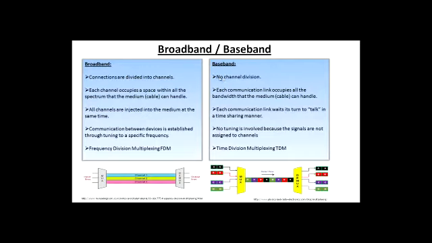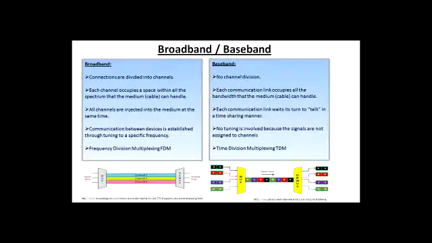Okay, now let's see what we have here. In baseband, there is no channel division, as there is channel division in broadband. Now broadband, each channel occupies space within all the spectrum of the medium. Now each communication link occupies all the bandwidth that the medium can handle. That's what I said. It's supposed to handle only one channel, because time sharing is implemented in this case. Now, in baseband, each communication link waits its turn to talk in a time-sharing manner.